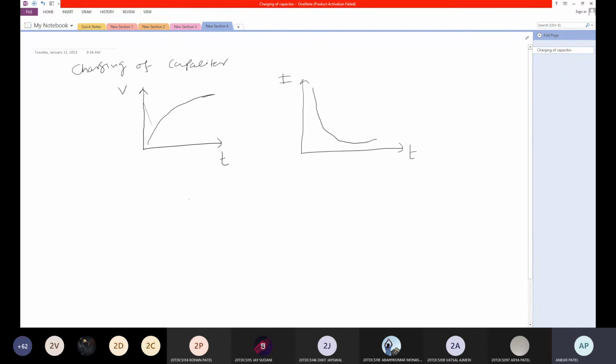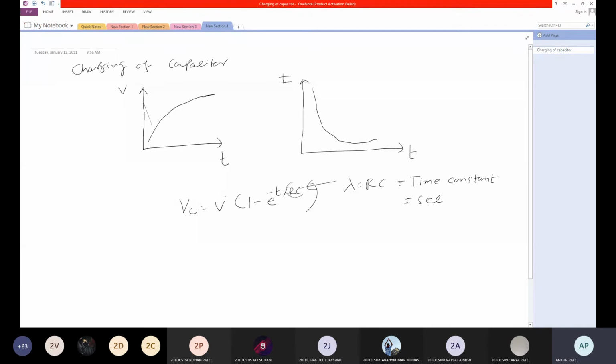And the equation is Vc equals V times (1 minus e raised to minus t by RC). Vc is the charging voltage, V is the supply voltage, and 1 minus e to the power is the exponential term. RC has the dimension of time. This RC is called the time constant, lambda, and its unit is second. So in charging, you'll get this type of graph.